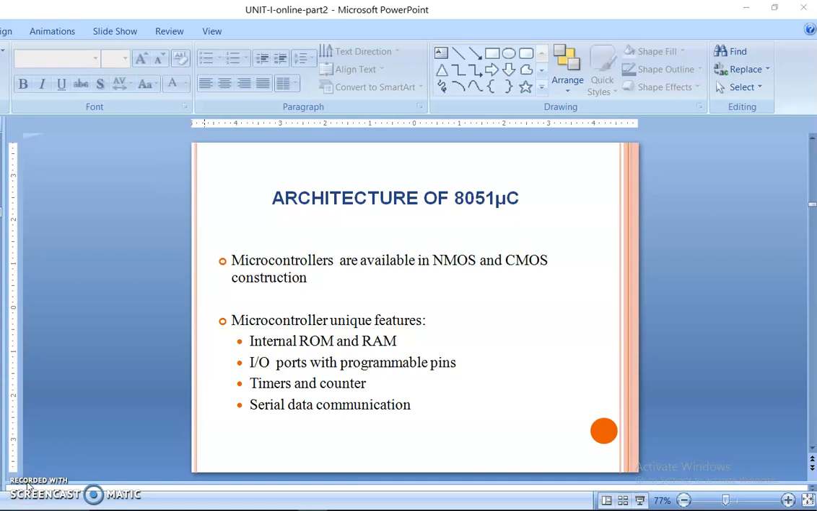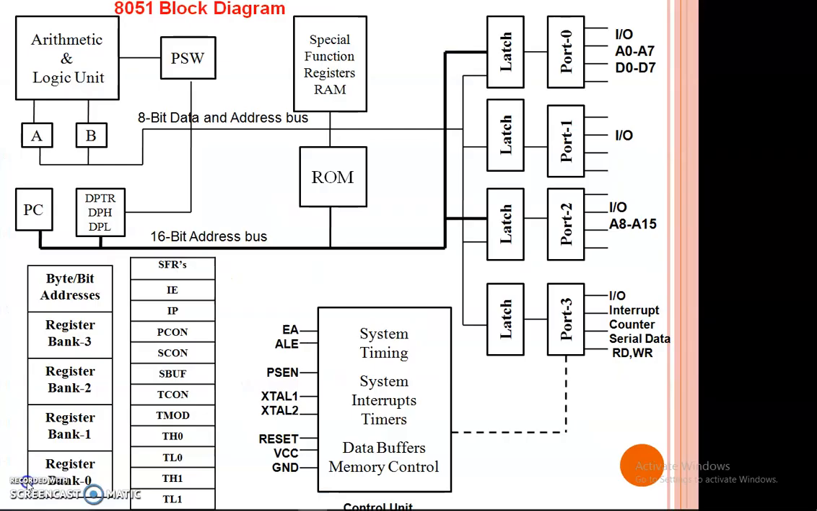Students, we have two technologies to produce a microcontroller. The first one is NMOS, N-type metal oxide silicon, and the other is CMOS, complementary metal oxide silicon. Using these two technologies, companies are producing microcontrollers.